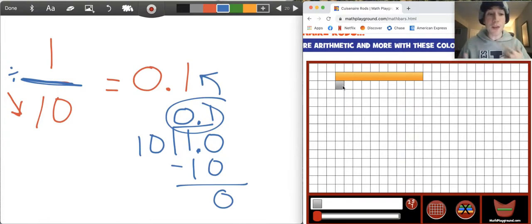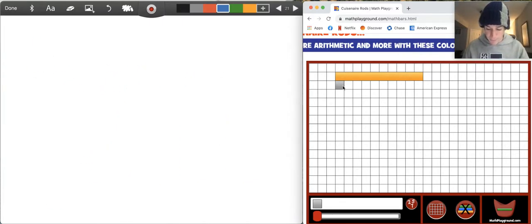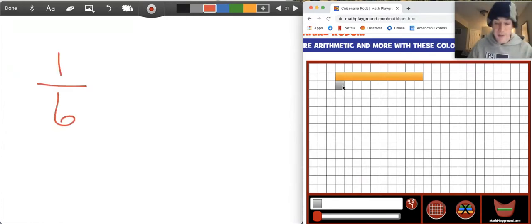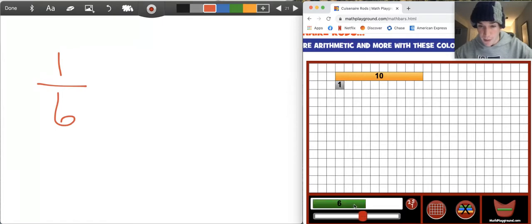Now, we do this because we can use this in situations where our denominator is not easy to change into a tenth, a hundredth, or a thousandth. Let me give you a couple examples of what that might look like. One example of that would be 1/6. Now, 1/6 would be an example of a time where we're splitting something up into 6 equivalent pieces. If we want to see what that would look like, it would look kind of like this.